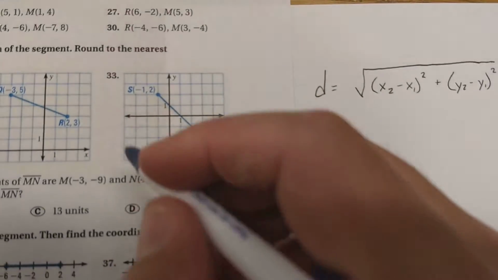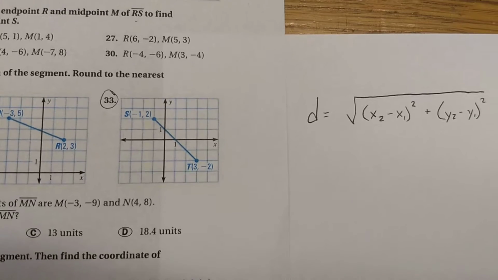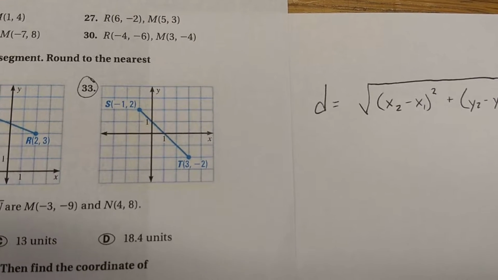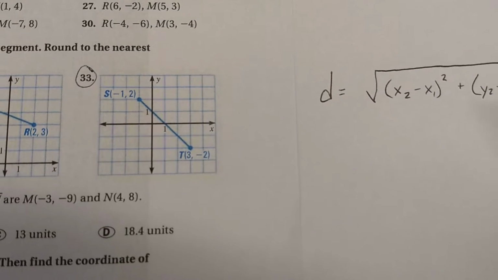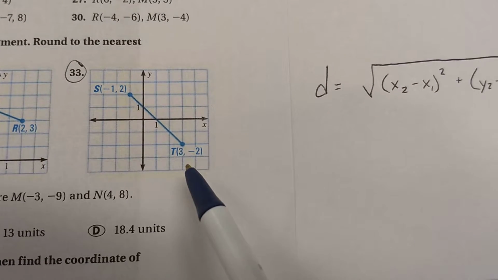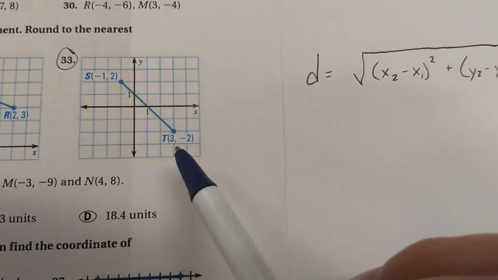We're going to look at number 33 as we attempt to solve a problem involving the distance formula, and you see the graph there of line segment ST and the coordinates of each of those points. We're trying to find the distance between those 2 points.